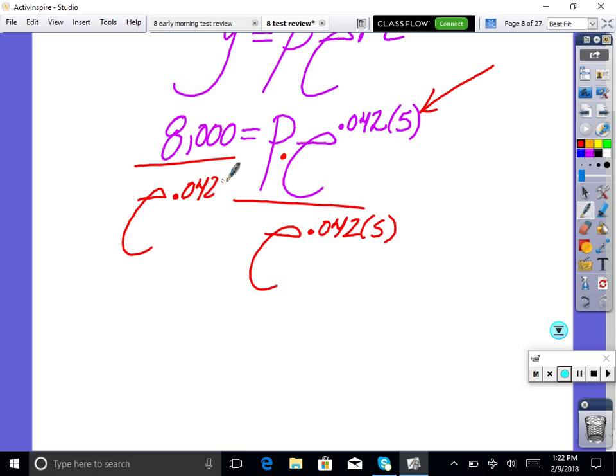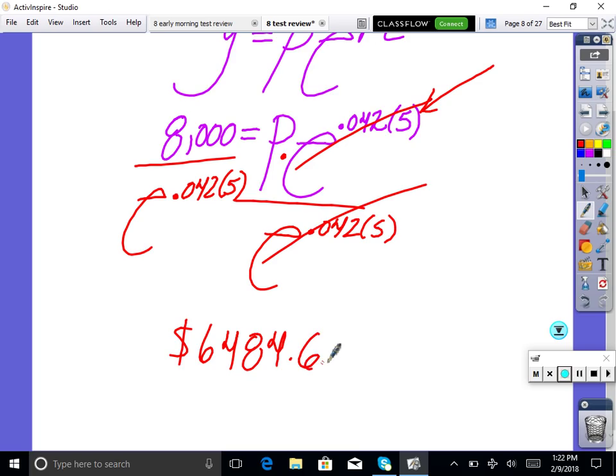Now, how come I know that works? Because then look, p is alone. If you type this into your calculator exactly as you see it, you're going to get $6,484.67. To get $8,000 in 5 years, you would have to today insert this much money.